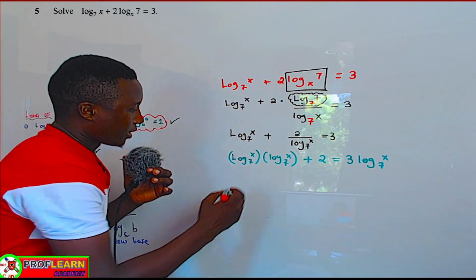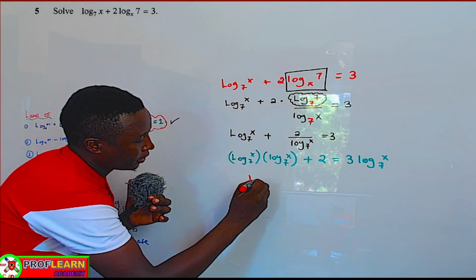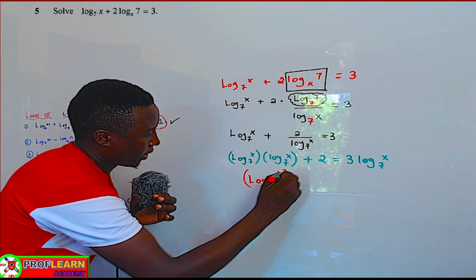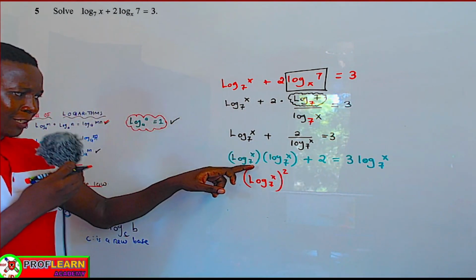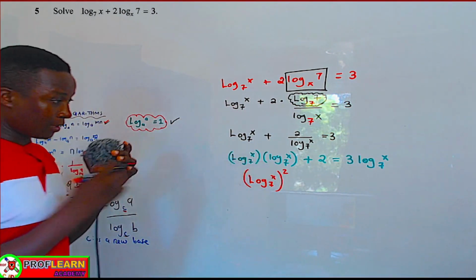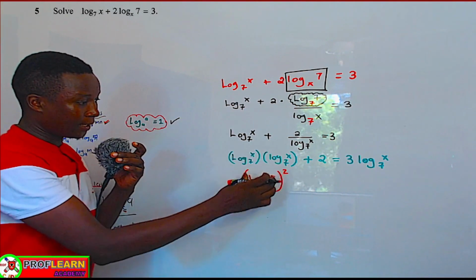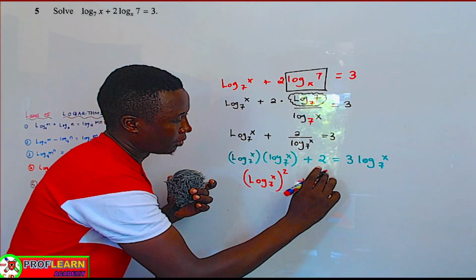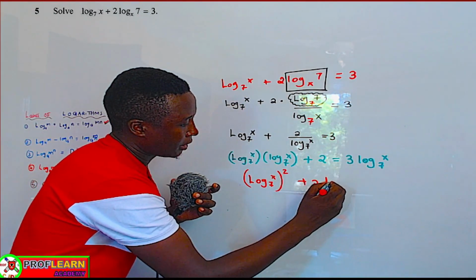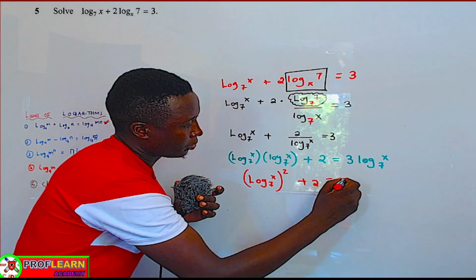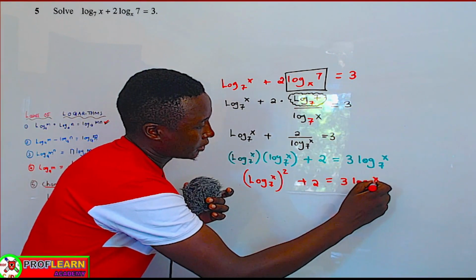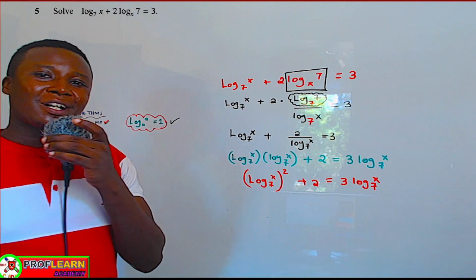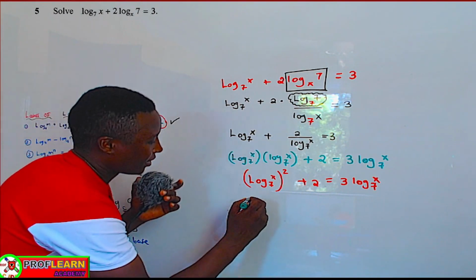It goes without saying that this is going to be written as log x base 7 squared. There is no law that you can multiply logs like this, so you are going to combine them and say it's squared, then plus 2, 2 equals 3 log x base 7. And at this particular point, I can see I'm going to have a quadratic equation.